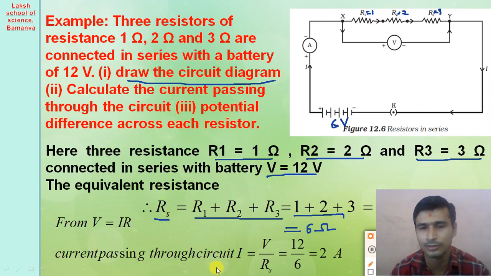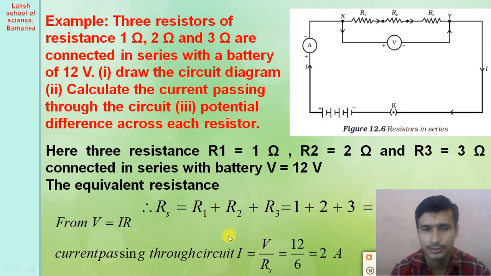current passing through the circuit. As you know, the current passing through each resistor is the same. The current passing through the circuit I is equal to V by Rs. According to Ohm's law, V is equal to IR. So we know that the total potential applied across the circuit is 12 volt, not 6 volt. It is 12 volt divided by the total resistance of 6 ohm. So we get the total current passing through the circuit as 2 ampere.